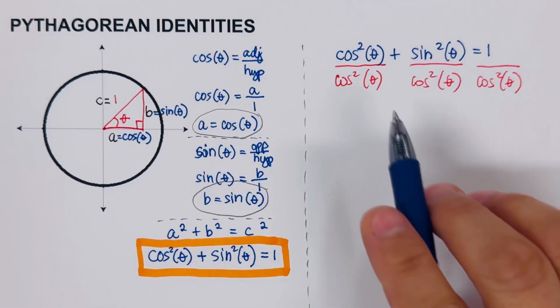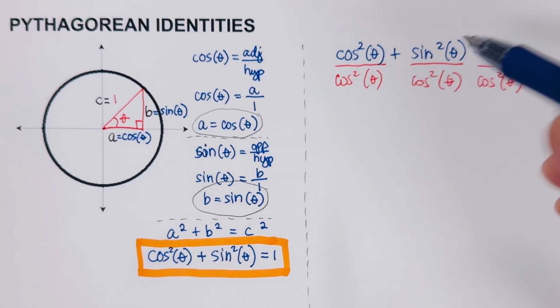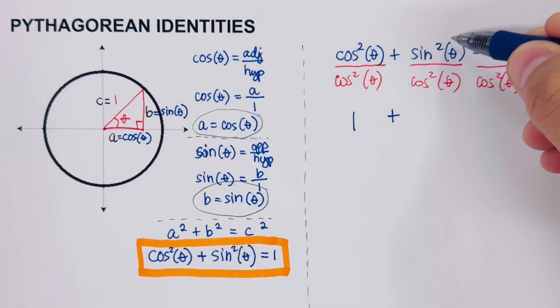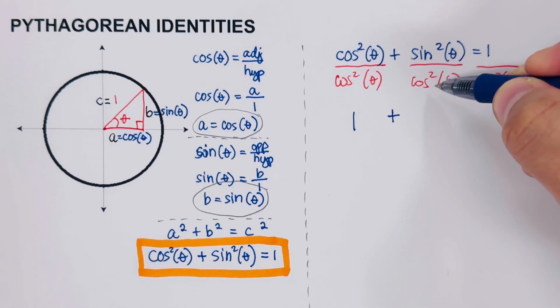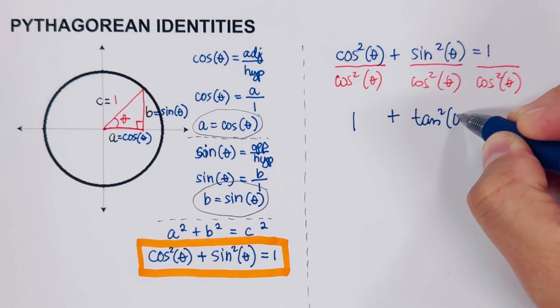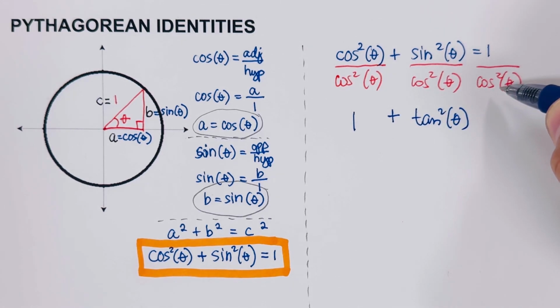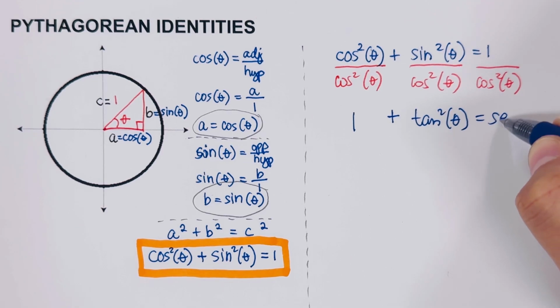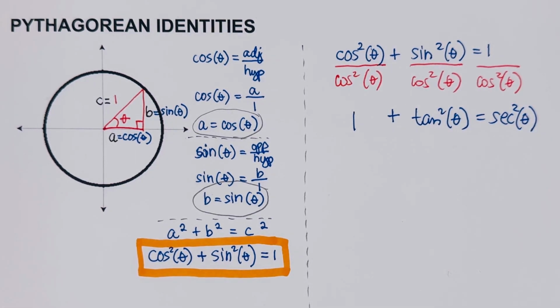If we do that, cosine squared of theta over cosine squared of theta is 1. And then we have a plus here. Sine squared of theta over cosine squared of theta is tangent squared of theta. And 1 over cosine squared of theta is secant squared of theta. This is our second Pythagorean identity.